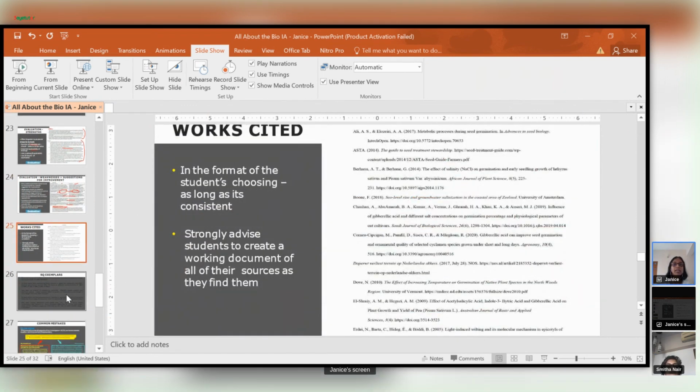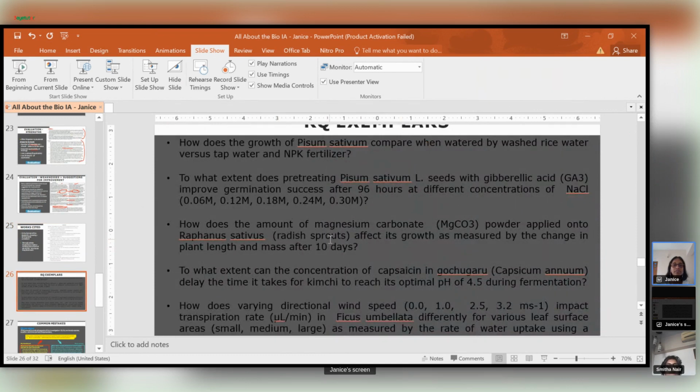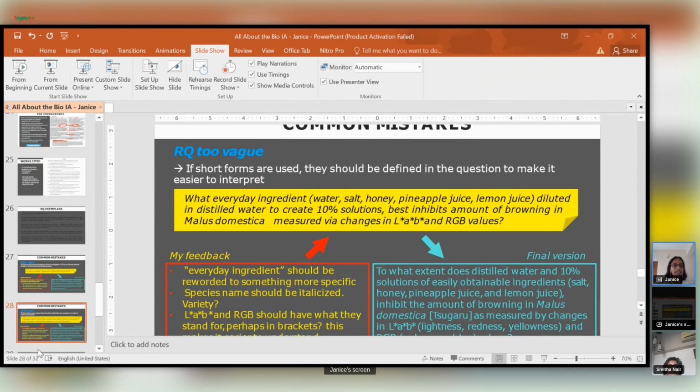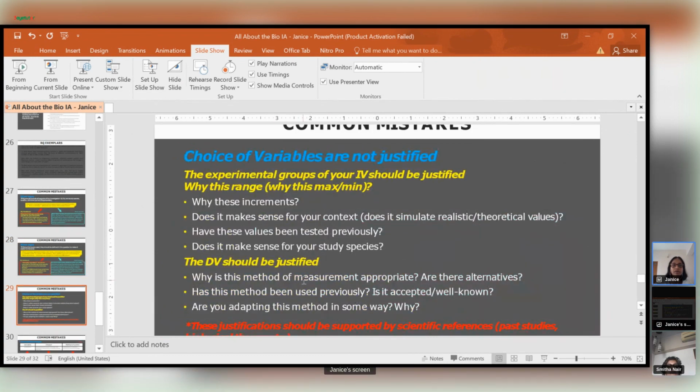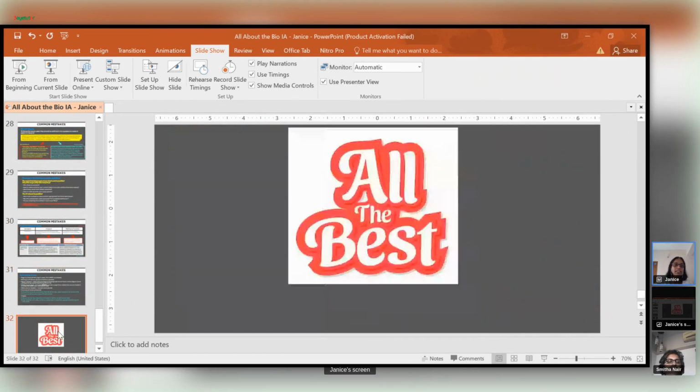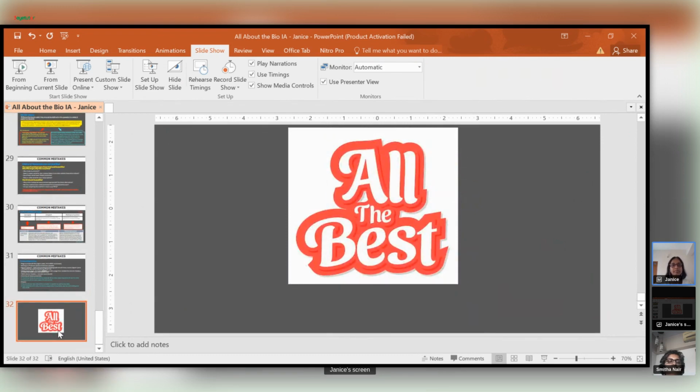I have put some examples of the RQ, what a candidate can do, you can look into it. Also some common mistakes that happen, I mentioned for your reference, and how they can be rectified. There are also the control variables, all those common mistakes. That is all about it. How is this IA different from the external essay?